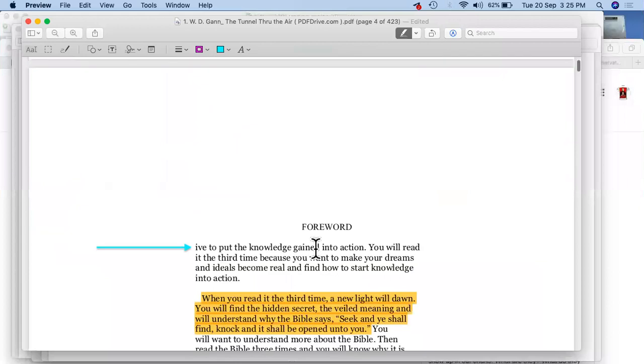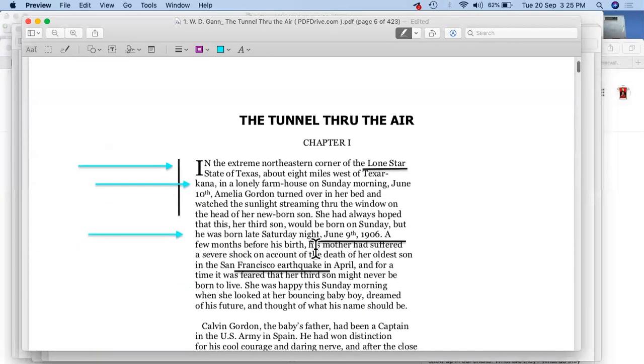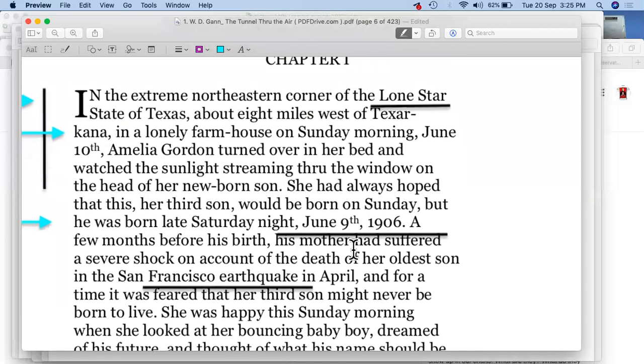Now, for example, let's say we take the start of the book, and we see that the hero of the book, Robert, was born on June 9th, 1906. Now, from 1906 onwards, the war started somewhere around 1928. So from 1906 to 1928, it is somewhere around 22 years. If you calculate that, it comes to 22 years.